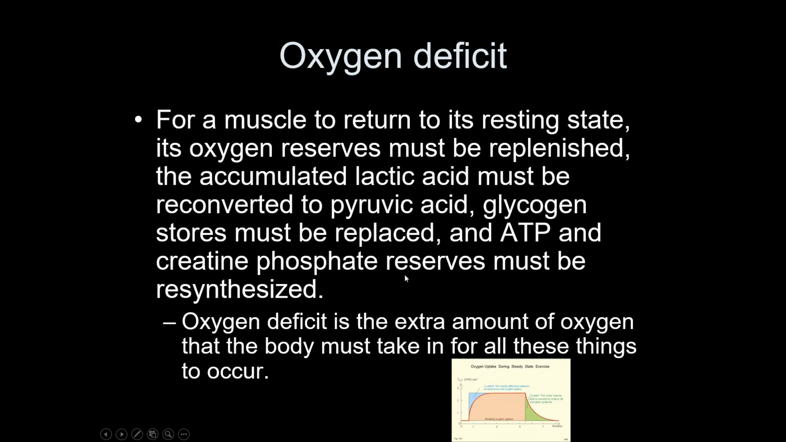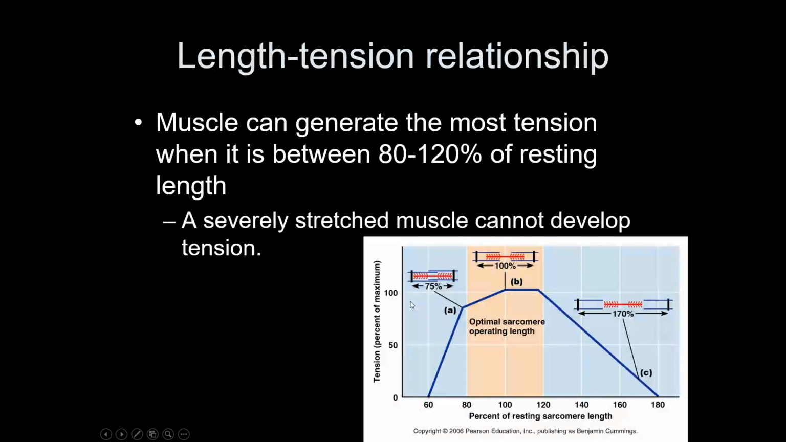Oxygen deficit. So whenever you have been working out, your myoglobin unloads its oxygen. You use the glycogen that had been stored in your glycosomes. You do all of these different processes and you have to rebuild those at the end. The amount of oxygen that you need at the end of your workout to build those stores back up, that is your oxygen deficit.